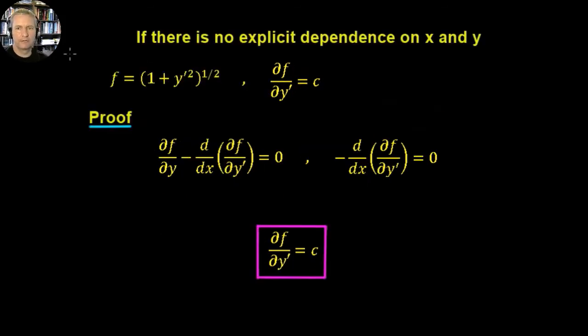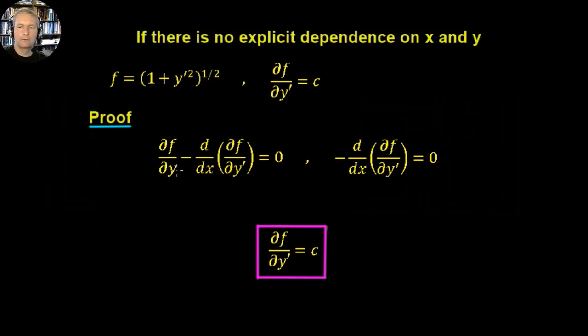So now we have our second simplification. If we had a function which had no explicit dependence on x and no explicit dependence on y, so the only explicit dependence is on y derivative, and that's an example of it here, then we can rewrite the Euler-Lagrange equation simply as partial f by partial y derivative equals a constant. So we'll show the proof of that.